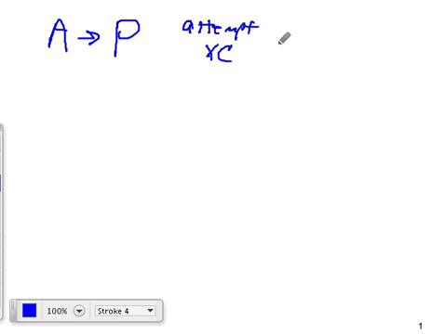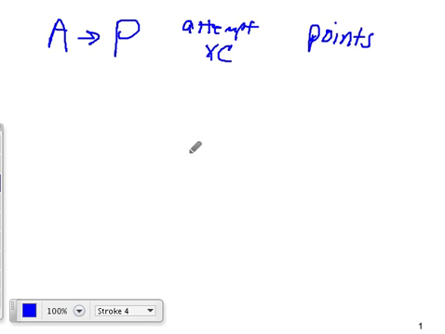So we could think of the question: if A, then P. A is if I attempt the extra credit, like in this chapter, and then P would be I get extra credit points. If you attempt it, you get some points. Now let's say I told you that if you do an extra credit assignment, you will get some points.